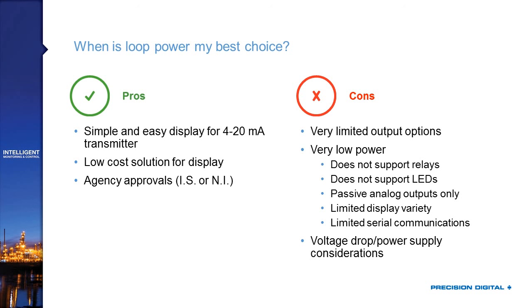The largest con is that you've got to make sure that your voltage drop and your power supply considerations are met. You don't want to go installing these and then have to try to troubleshoot what the problem is and be waiting on another delivery of a 36-volt power supply because you didn't add up your voltage drops and realize that the 24-volt power supply wasn't going to be enough. So that's one of the biggest upfront calculations you've got to make, even if you're just looking to use some simple displays or one simple two-wire transmitter.